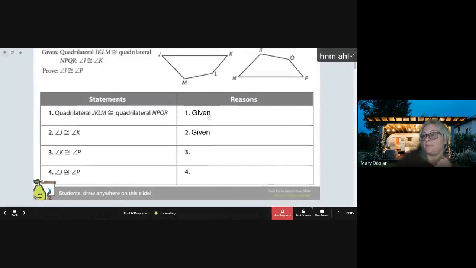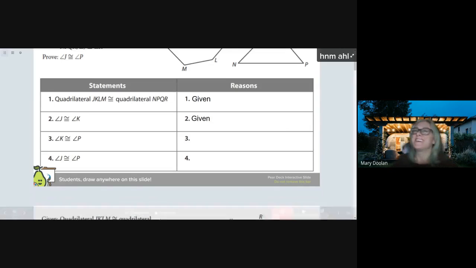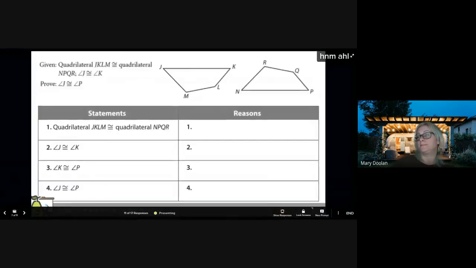Okay, now we're moving on to statement 3. Statement 3 is not given. All right, it's another reason that we're going to be able to do this. The angle K is congruent to angle P. How can we make that statement? There's a reason that I'm able to make that statement. So I'm going to let you try that. Why do you think I'm able to make that statement?